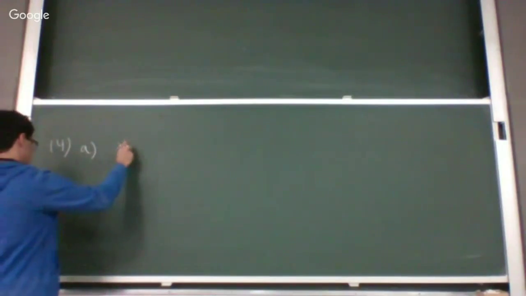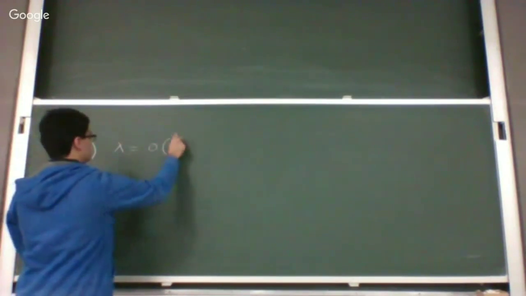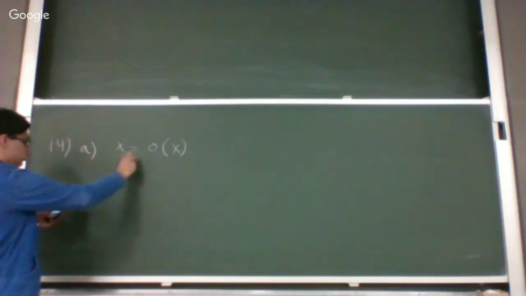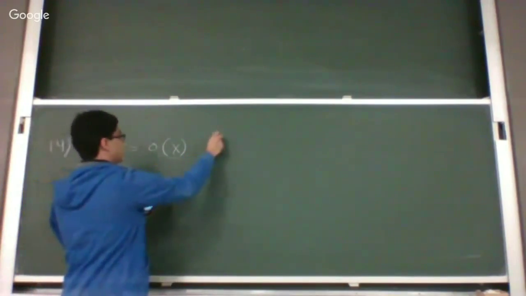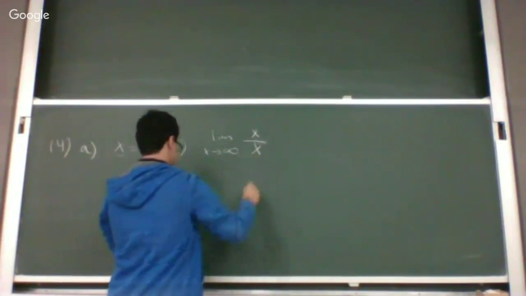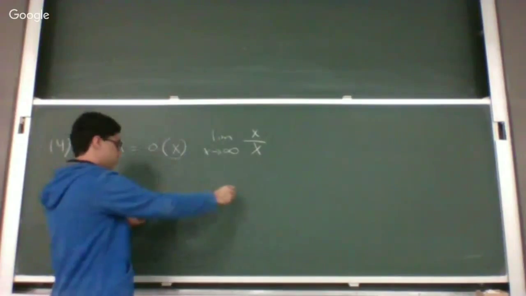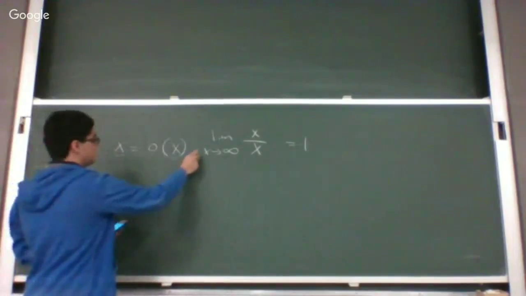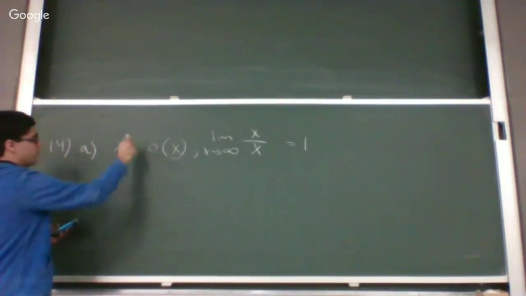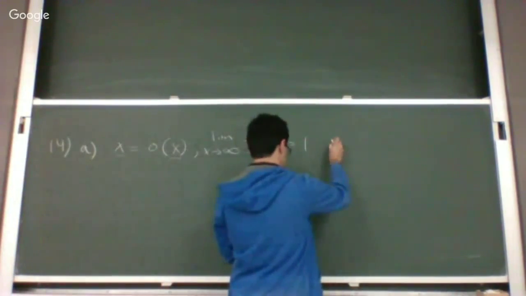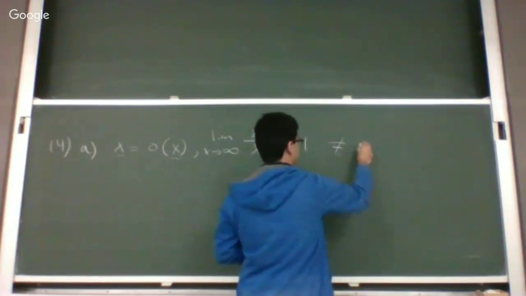So you have to show whether these are true or false. The first one was x is equal to little o of x. This is our f of x. This is our g of x. So we can write the limit as x approaches infinity of x over x. That can be simplified to equal 1. Since the original statement was saying that f of x is little o of g of x, and we got 1 as an answer, this means that this term is not little o, so this is false.